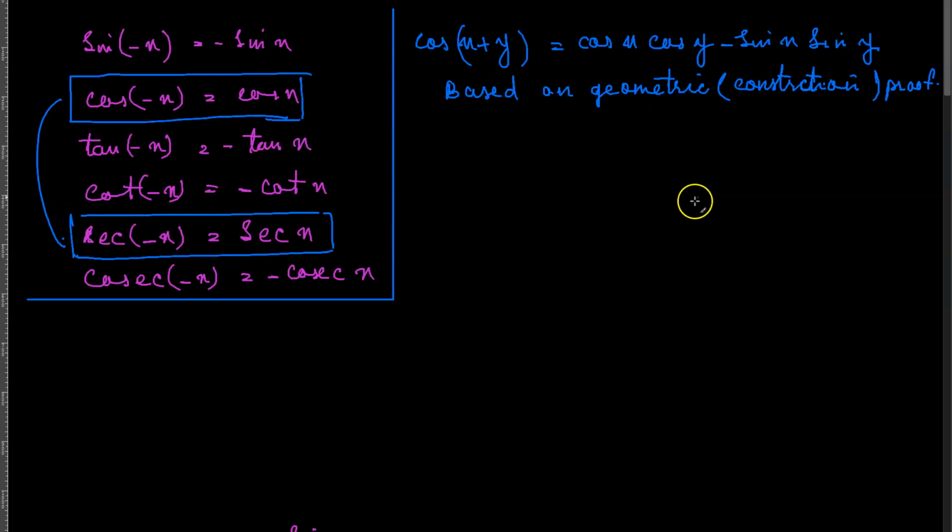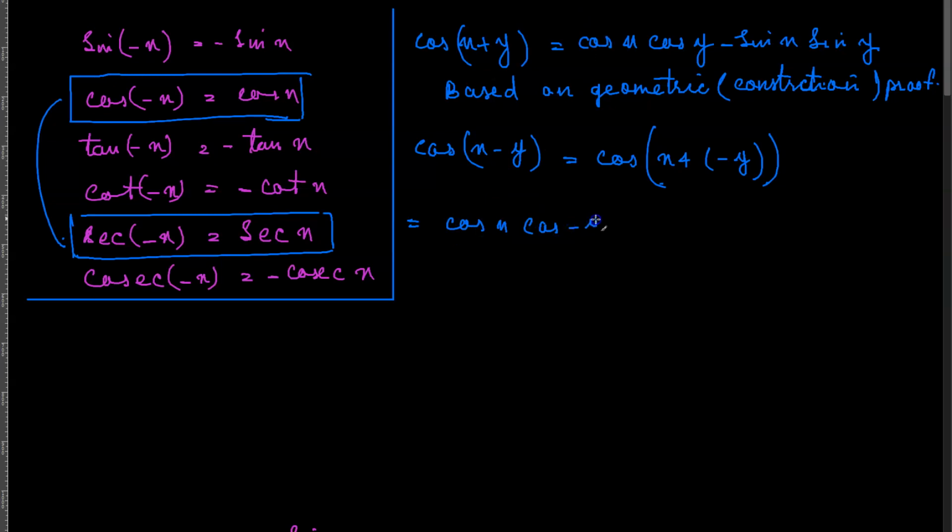Now, in order to calculate cos of x minus y, what I can do is that in this formula I can substitute y with negative y, meaning that I can write the same formula as basically cos of x plus negative y, and the cos of x plus negative y is equal to, based on this formula, cos of x, cos of negative y, minus sine of x, sine of negative y, right?